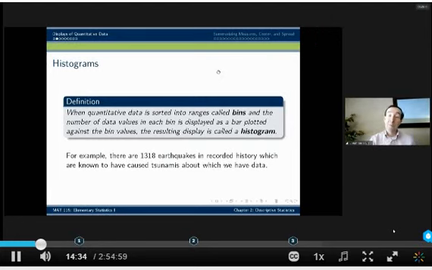So, in order to build a histogram for a quantitative variable's data, what we do first is we sort that data into specific ranges. We partition the overall range for the values into something called bins. And the number of values that we see in each bin is the height of the bar that we will plot. And we'll plot that against each of the bin ranges. The display that comes out of that is what we call a histogram.